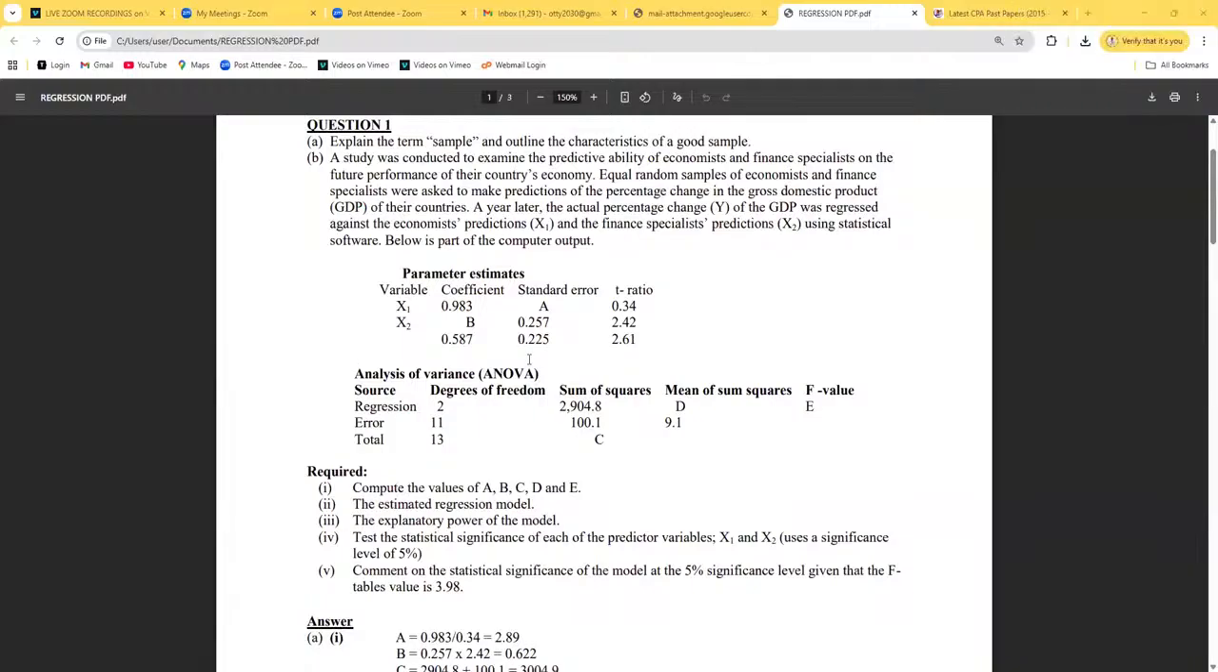The second table, you can see, is now actually the gist of today's session. They have given us an analysis of variance. We have source, regression, error, total. We have degrees of freedom, sum of squares, mean sum of squares, then the F value. Here, they want us to give them the values of C, D, and E, just like it came last semester.